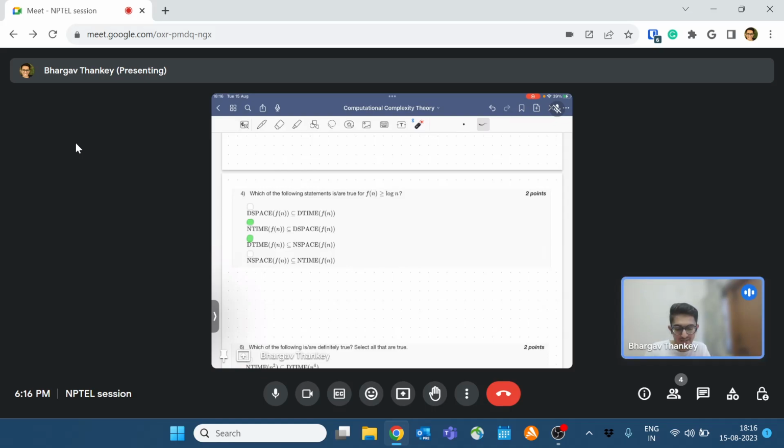But why is NTIME(f(n)) in particular contained in DSPACE(f(n))? So, for example, let's say you have a language L in NTIME(f(n)). So you have a non-deterministic Turing machine for that language, right? How would you convert that non-deterministic Turing machine to a deterministic Turing machine which runs in space order f(n)?